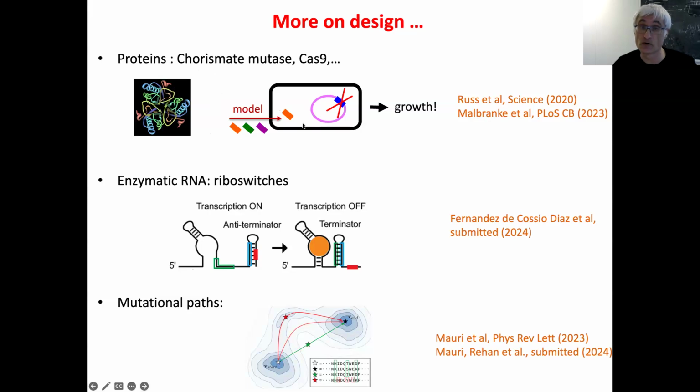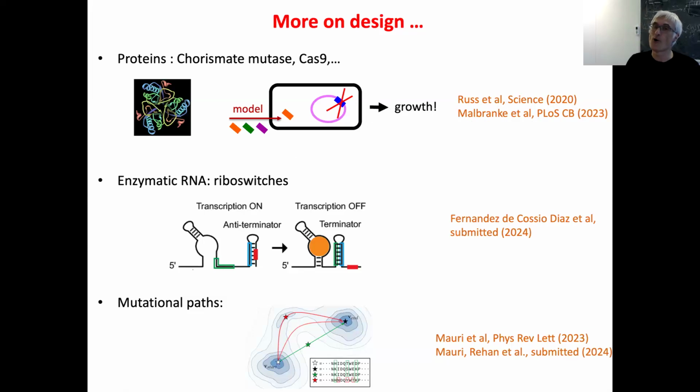You can synthesize the corresponding genes, insert them into bacteria where the native gene has been deleted, and you see that this inserted gene is actually able to rescue the wild-type gene, and you have a perfect bacterial growth. We published that a few years ago, and we have done that also for other proteins, and it worked really well.